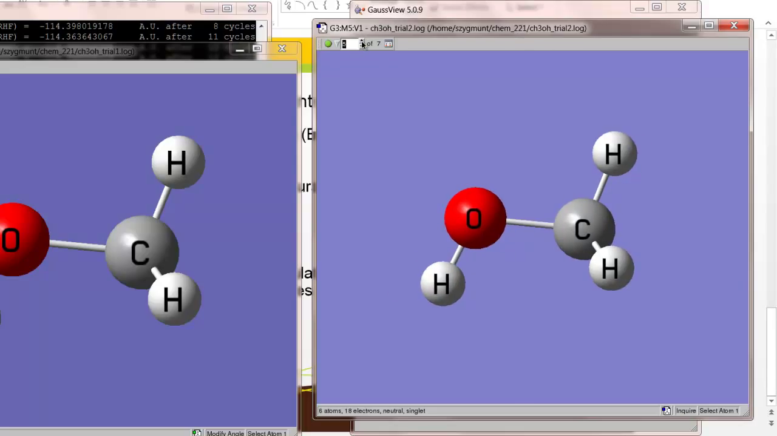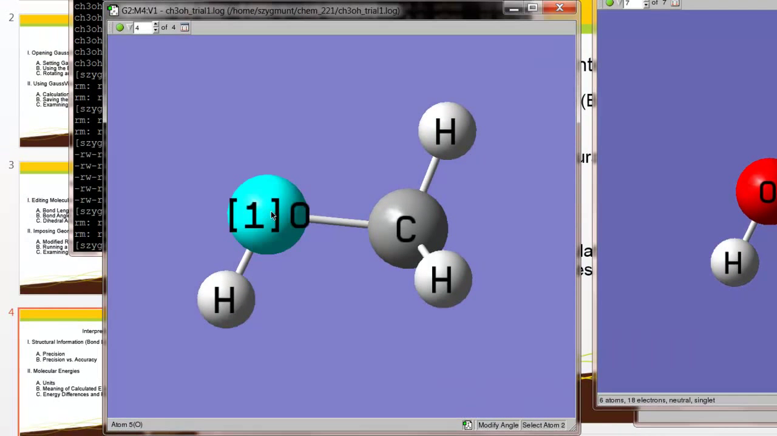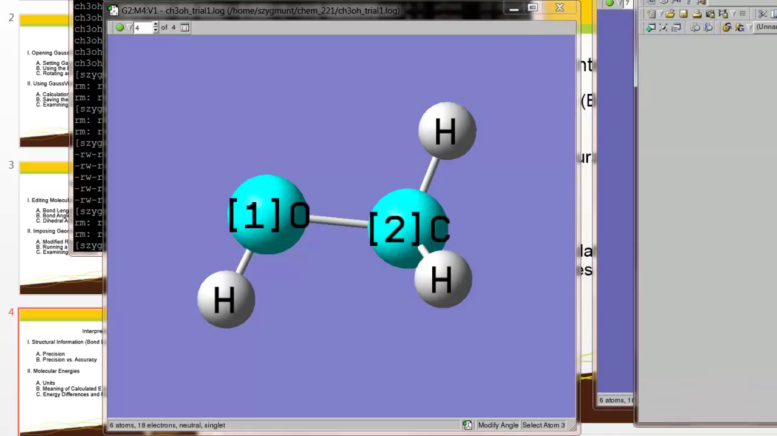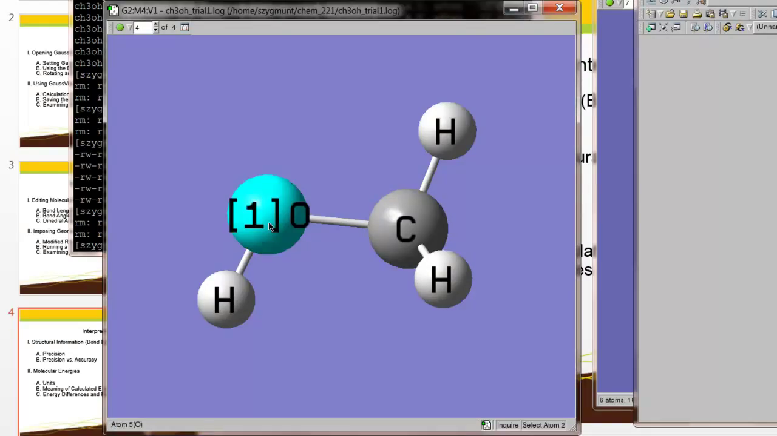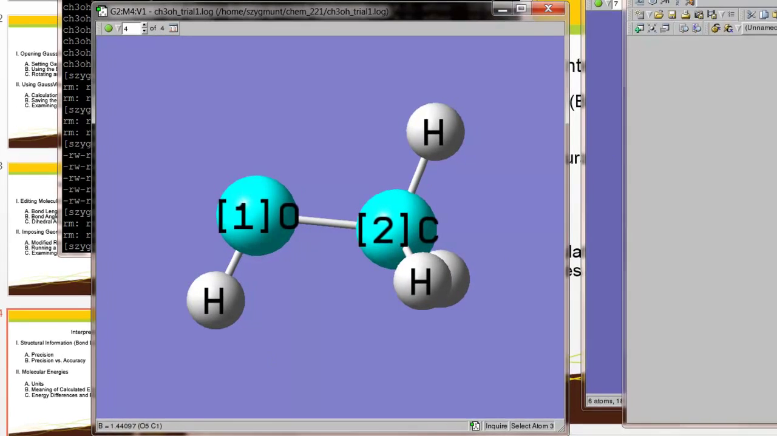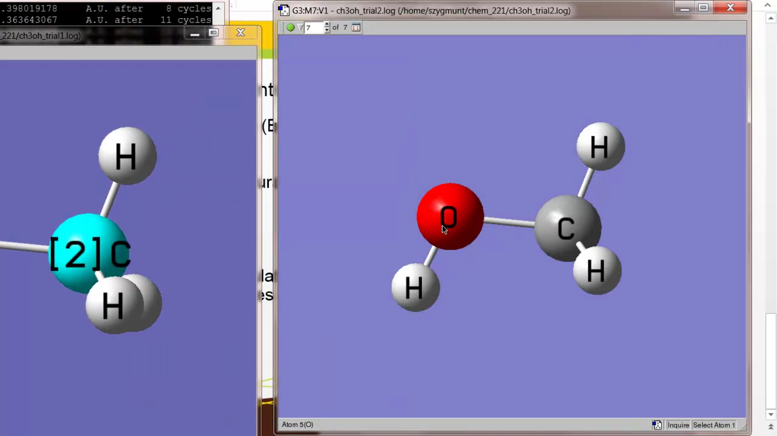But now if we look at the 7 steps that it took to reach the final structure, we see something that looks very similar, but the question is, how similar? If we wanted to know the CO bond distance, let's go ahead and look at that. I've got to go back to GaussView and change this to inquire, so the question mark has to be clicked. Now we can look at the CO distance and read it off as 1.44097.